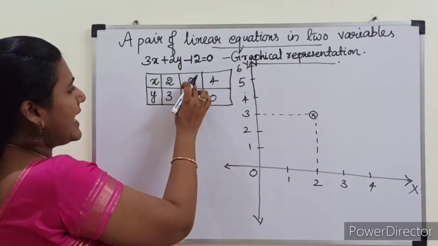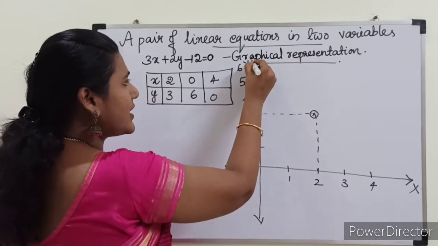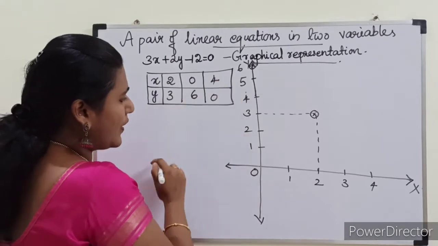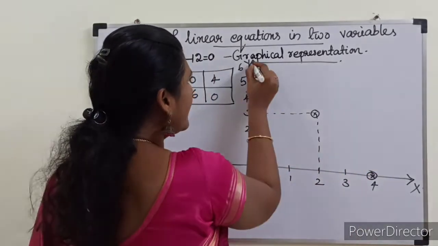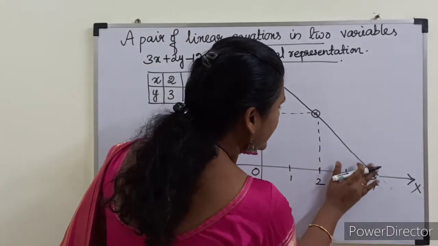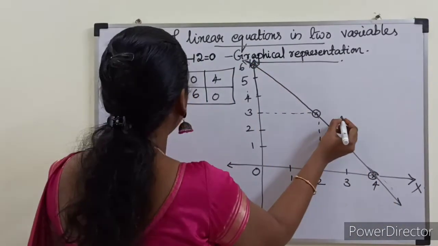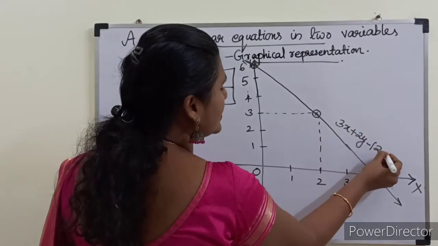Then the next point: x is 0, y is 6. So this is our point. Now the third point is x 4 and y 0. So these are the points. So if you join all these points, we will get the graph of the equation 3x plus 2y minus 12 is equal to 0.